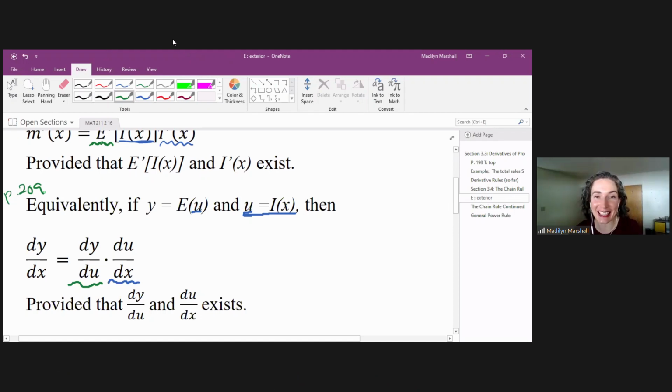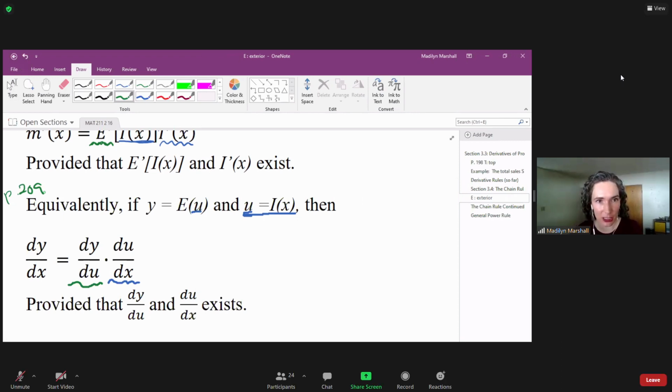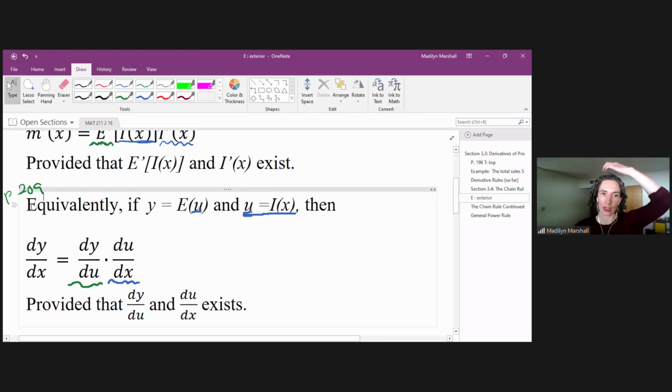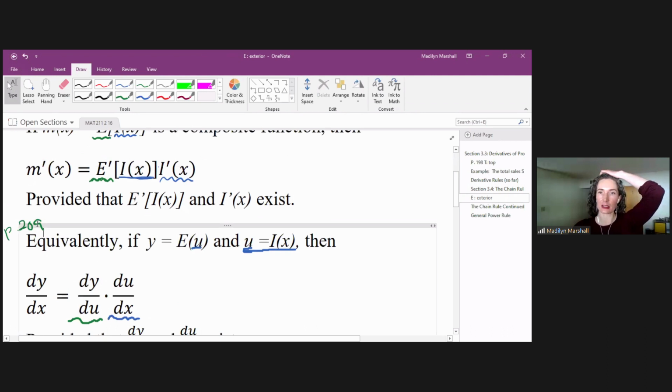Chain rule, I think that it's easier to just practice and understand it that way, but everyone is different. So it might help to have these definitions as you're working through. So let's do some examples so we can see what this is actually saying.